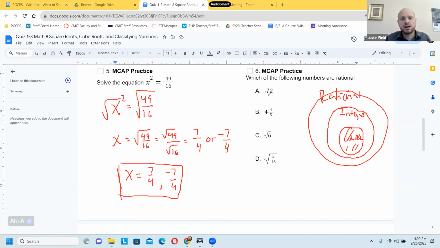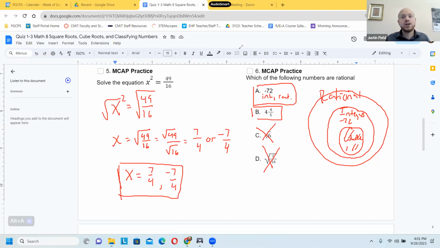So this, unfortunately, there are no whole numbers in this list. The 72, that's an integer. That's right here. Okay, so if 72 is in the integer circle, then we can say it's an integer, but it's also rational because integers are in the rational circle. So that's one of them. And 4 and 4/5, that is a fraction. So that's rational. Square roots that are not perfect squares are not rational. Only the perfect squares, which we wrote out there, are rational.